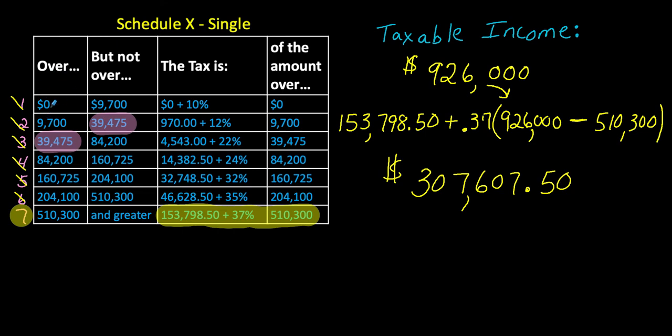And it kind of makes sense because let's think about this. $39,475 is over $9,700, but it's not over itself. So if you run into a situation like that, just use the row that you see first, and then you won't make a mistake. So I just wanted to clarify that as well.